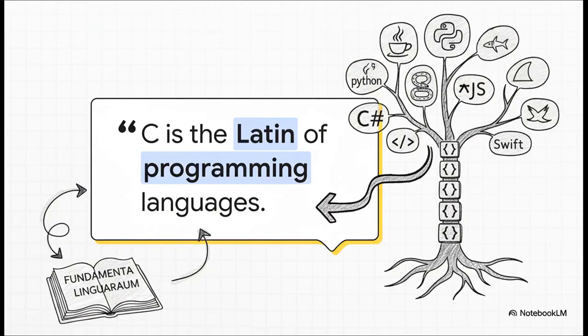You know, there's this saying that C is the Latin of programming languages, and I just think that is so perfect. Seriously, just like Latin is the root of Spanish, French, and Italian, C is the ancestor of so many languages we use today. Its ideas, its syntax, its core concepts, they are everywhere. When you learn C, you're not just learning one language. You're basically learning the fundamental grammar of how software works.